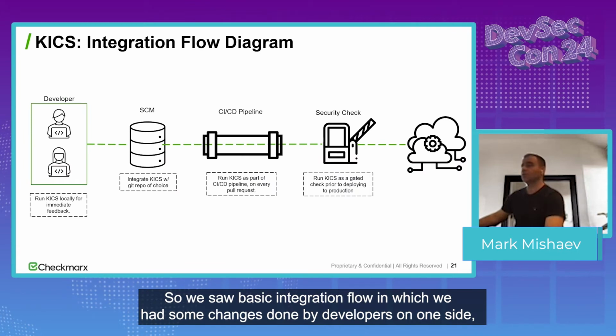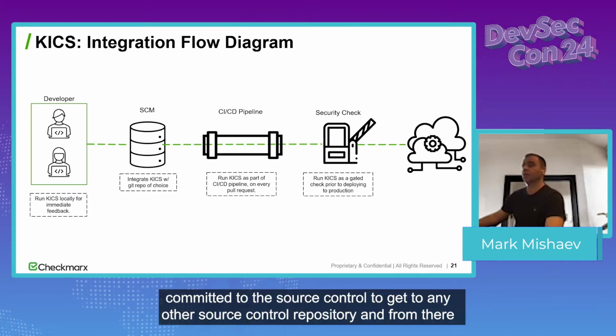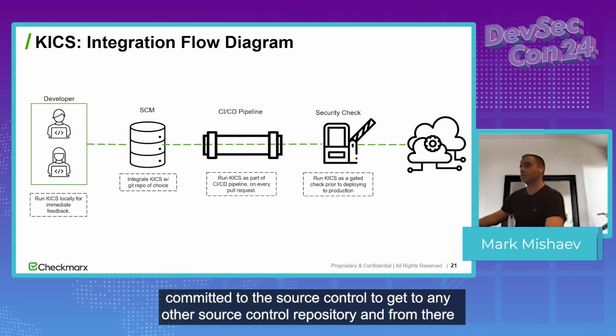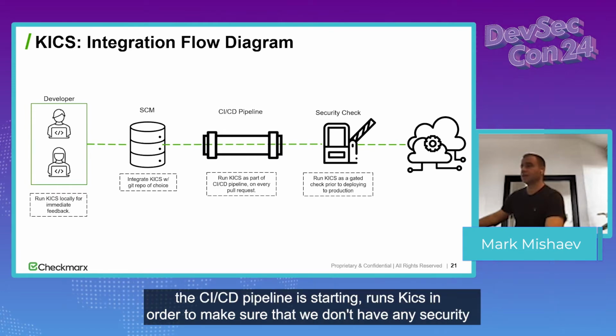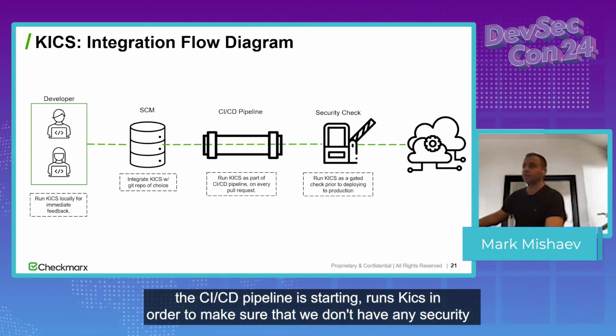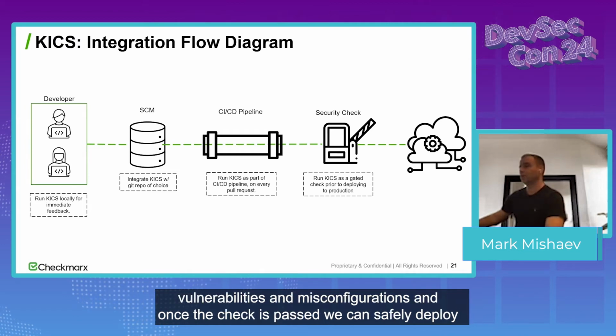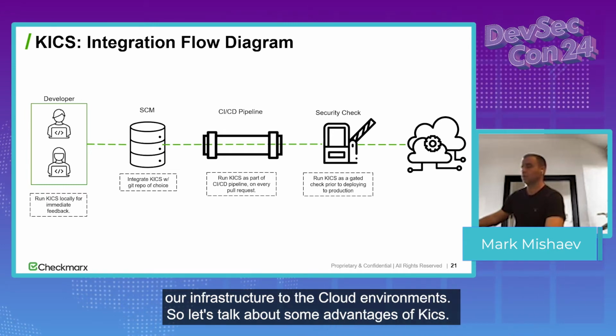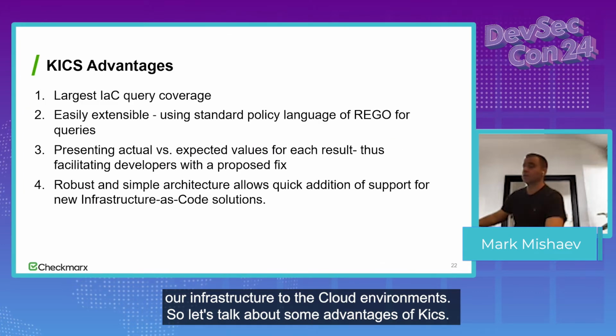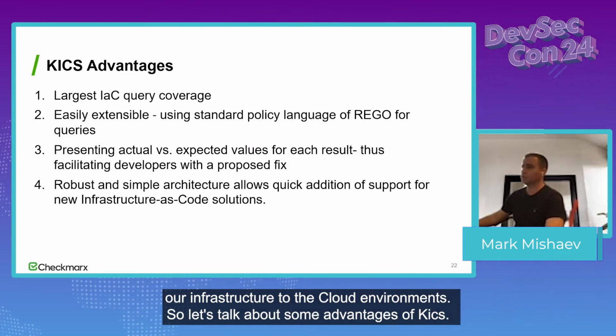So we saw basic integration flow in which we had some changes done by developers on one side, committed to the source control, to Git, to any other source control repository. And from there, the CI/CD pipeline is starting, runs Kix in order to make sure that we don't have any security vulnerabilities and misconfigurations. And once the check is passed, we can safely deploy our infrastructure to the cloud environments. So let's talk about some advantages of Kix.